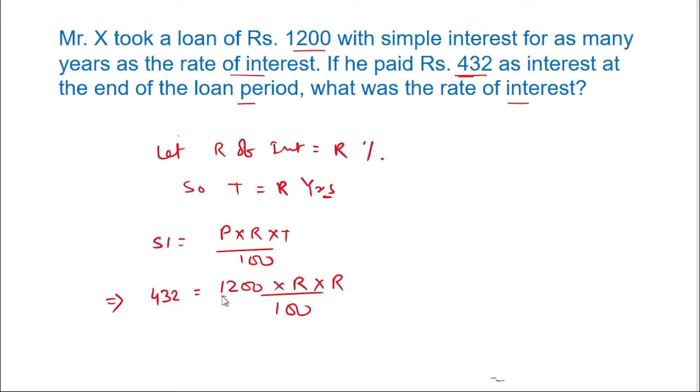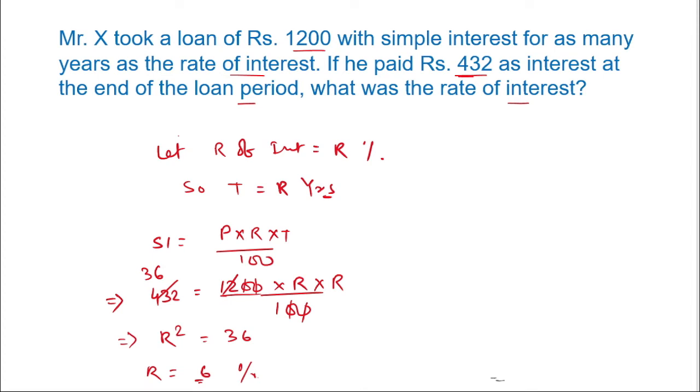Now we'll solve it. 20 and 20 cancel. We'll divide by 12 here. 12 threes are 36, remaining 7. 7 into 72, 12 sixes are 72. Here we will put r square, that is equal to 36. So from here the value of r is 6. So here we can say the rate of interest is 6%.